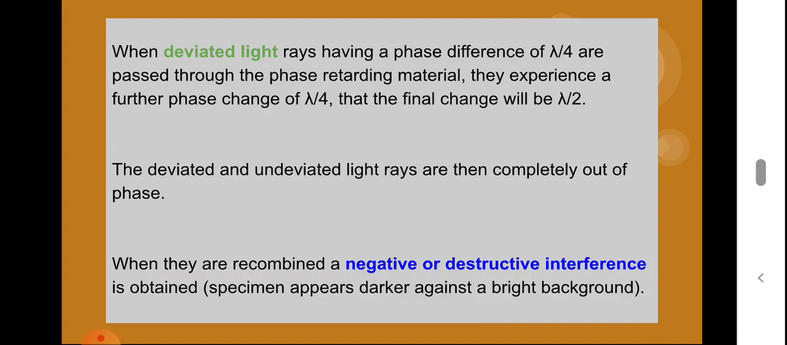And what is the combined effect here? Because of this further phase change, negative or destructive interference is obtained. And what happens here? The specimen will appear darker against a brighter background. There will be a bright background and the specimen appears darker. That is what happens when deviated light rays pass through the phase plate.